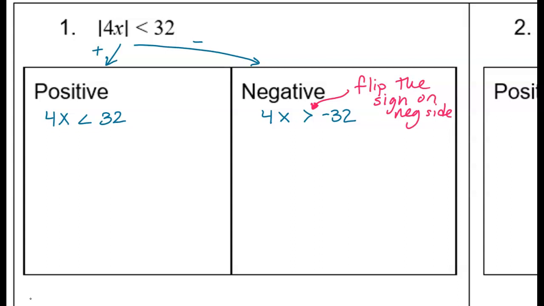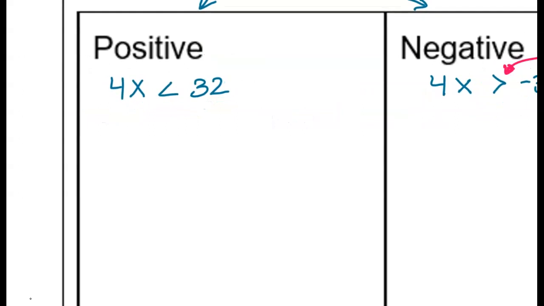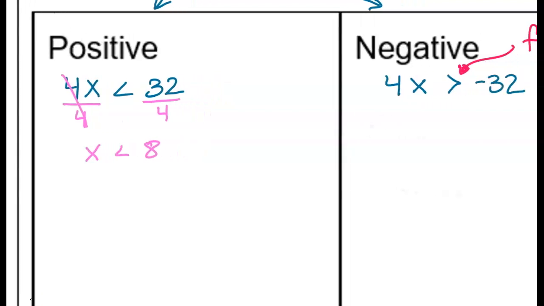Over here on our positive side, I have 4x is less than 32. To get the x by itself, right now it's 4 times x. It's multiplication between the 4 and the x. So I divide both sides by 4. The 4 divided by 4 will cancel, leaving me with just x on the left is less than 32 divided by 4, which is 8. So this reads x is less than 8. And I have solved for x.